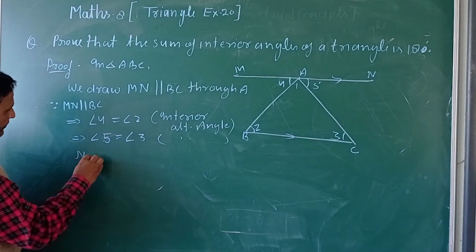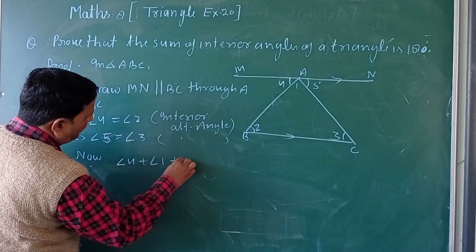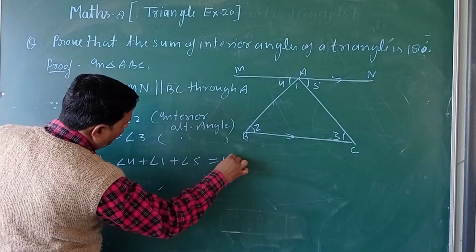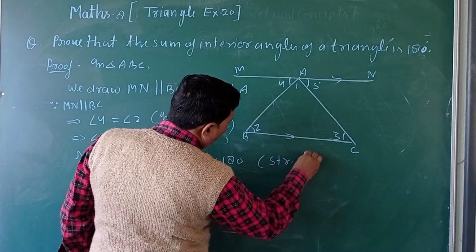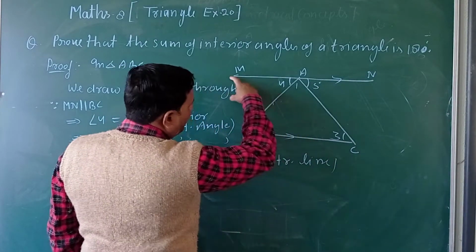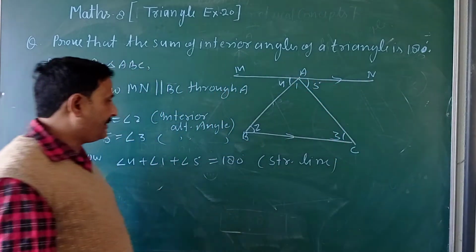Now, angle 4 plus angle 1 plus angle 5 is equal to 180 degrees. Why? Because this line is straight, so the sum of all the angles will be 180 degrees.